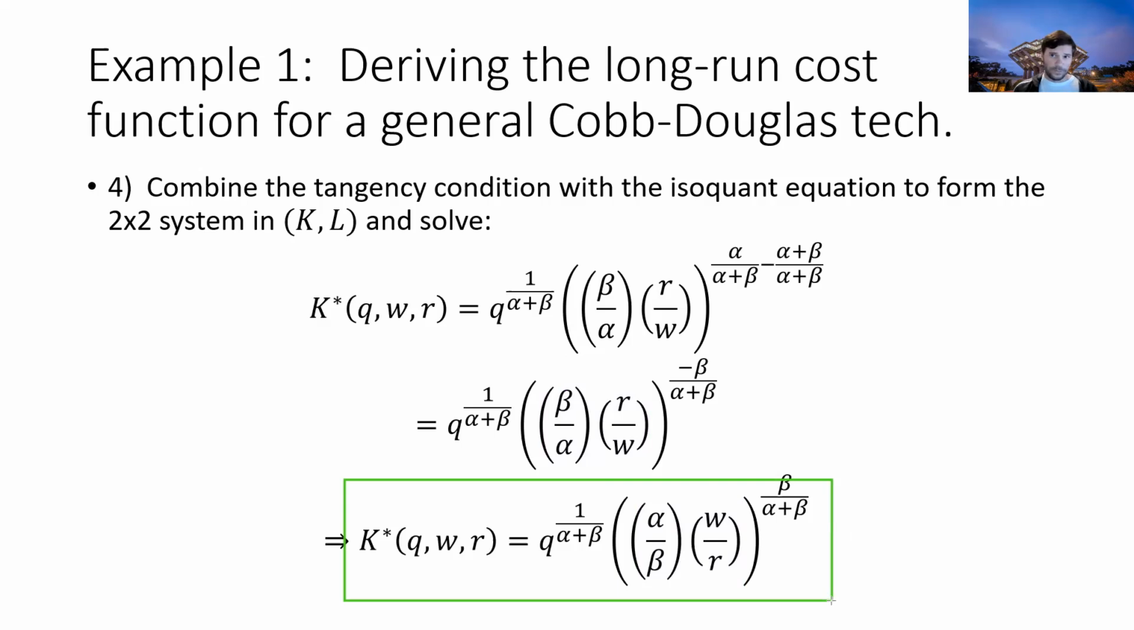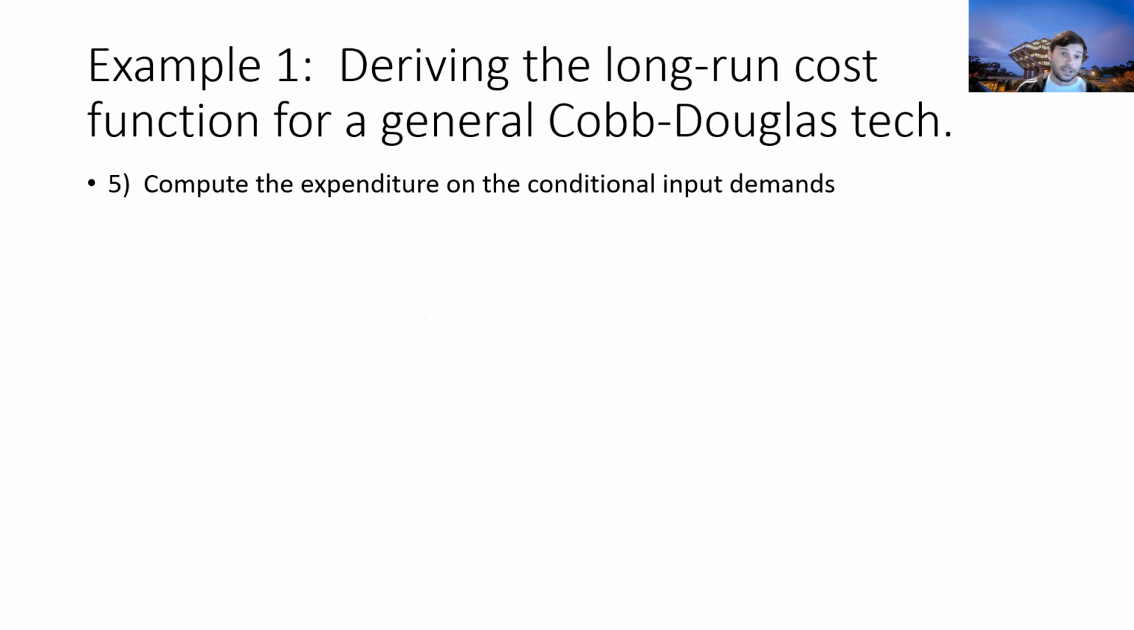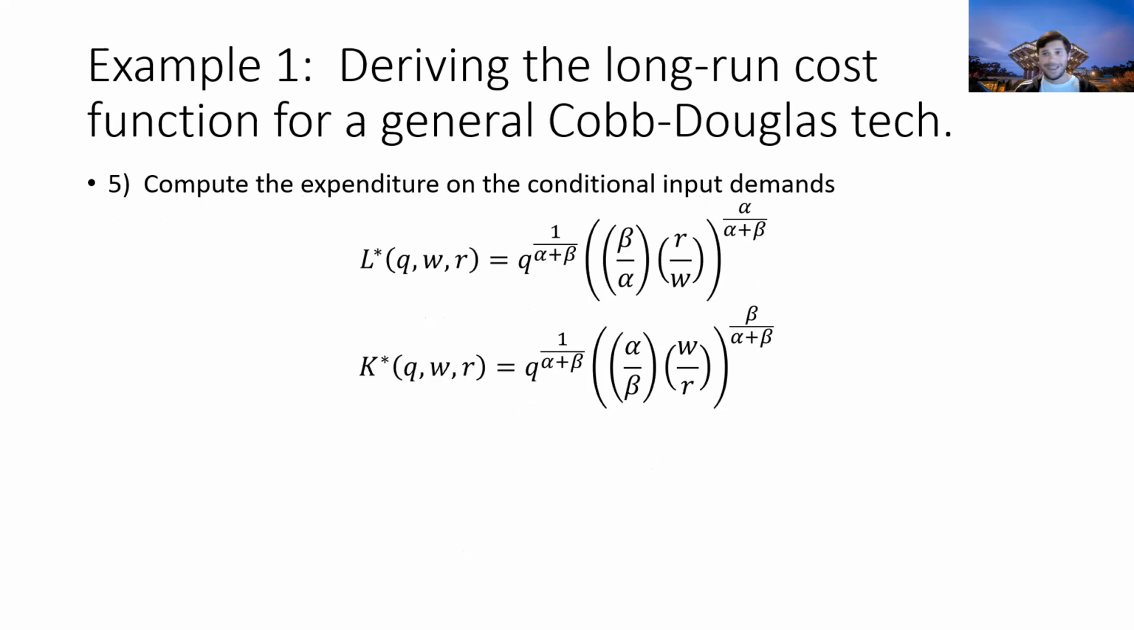And so what we've done here is we figured out the cost minimizing combination of K and L as functions of the prices of the inputs and the level of output that we are desiring to produce, right? The level of demand we need to meet, if you will. But our goal was to get the cost function. So what we can do now is we can take our solutions to the minimization problem and we can compute the total expenditure on these two input demands.